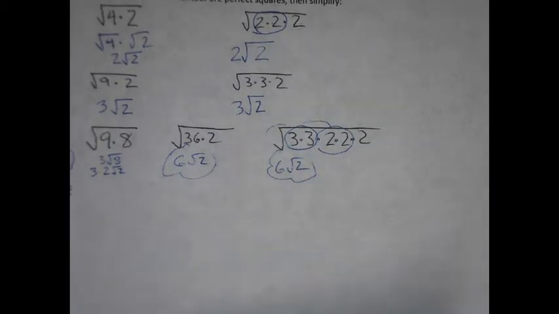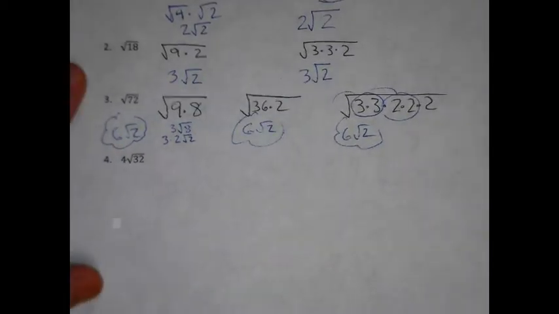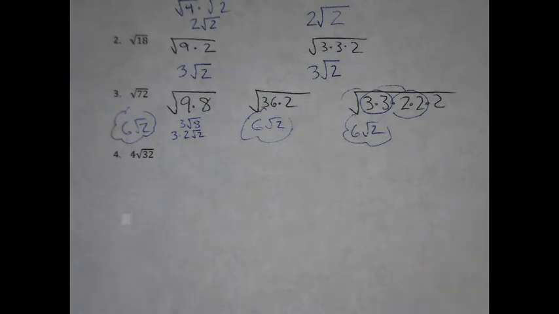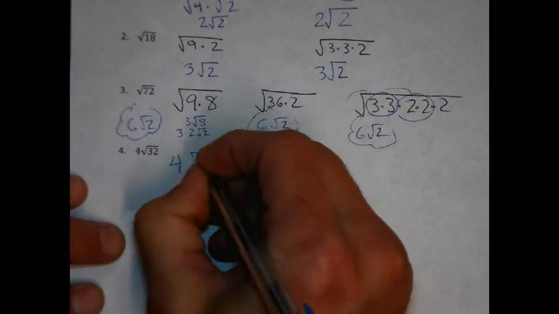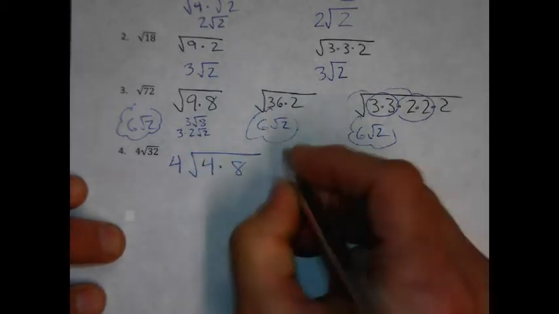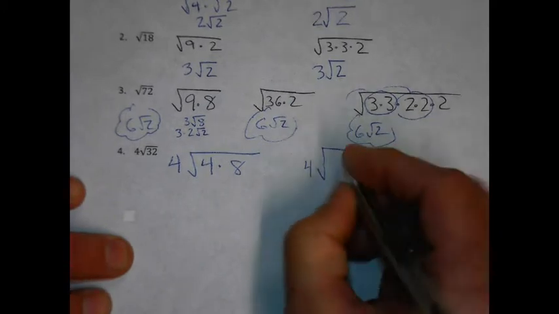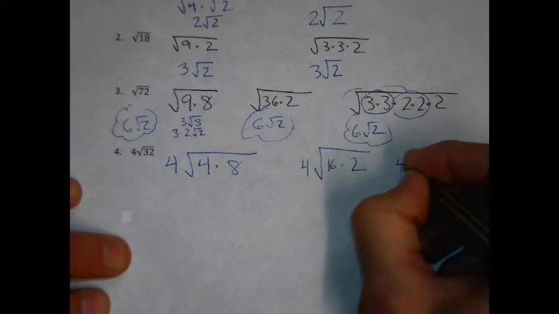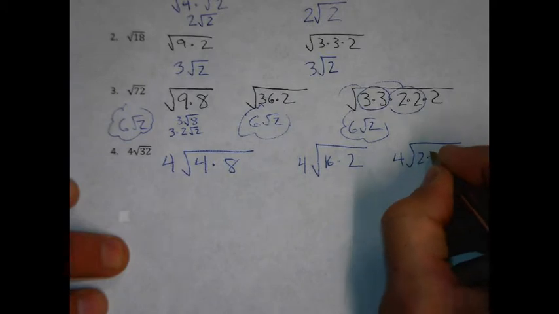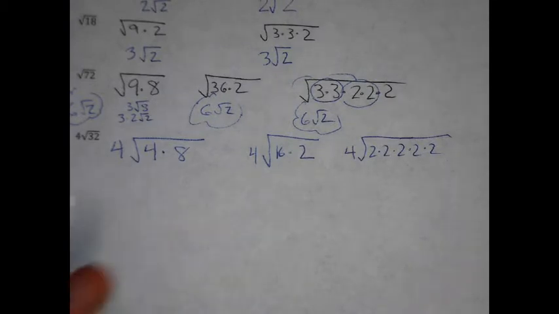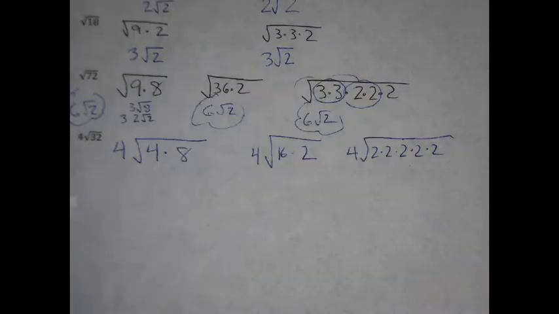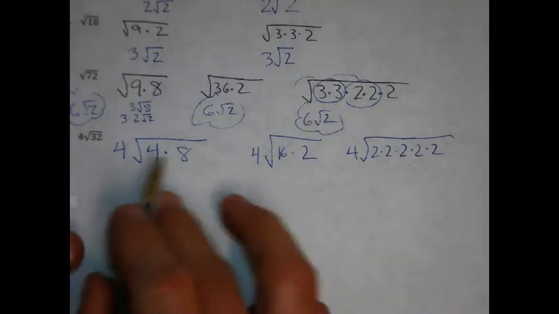Last example, what if we had 4 times the square root of 32? What if we had a number that was already there? So we simplify this the same exact way. What is going on with the square root of 32? So we have 4 times. Now what is 32? 4 times 8. We all know that. What else is 32? Did you know it was 16 times 2? And what else is 32? Well, 2 times 2 times 2 times 2 times 2. It's 2 to the 5th power. That's a neat thing to know. But either way, prime factorization.